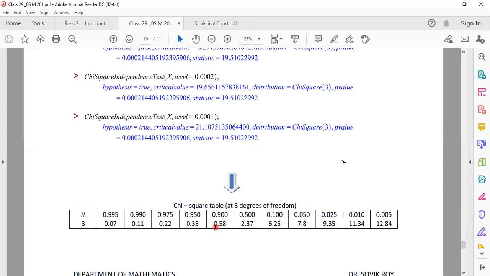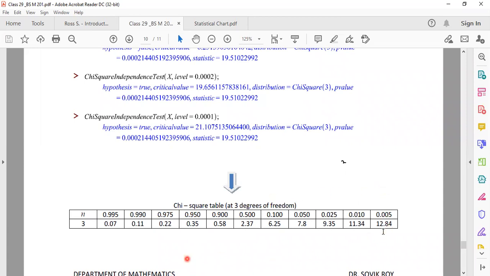Okay, that much you can say about your null hypothesis if we use the statistical table. Obviously, the person who is using the statistical software will be at an added advantage. There will be an added advantage for him.